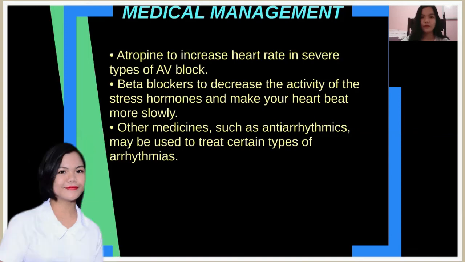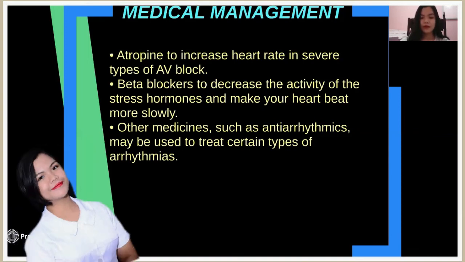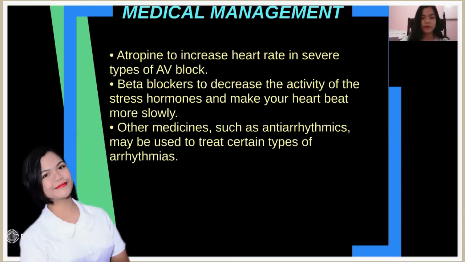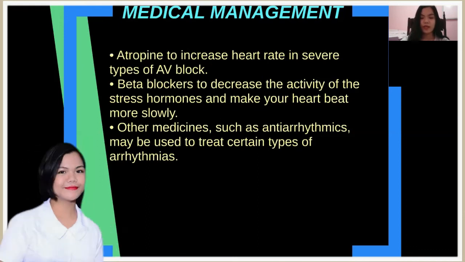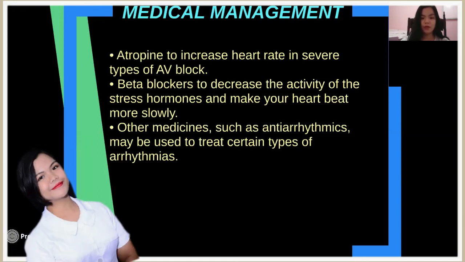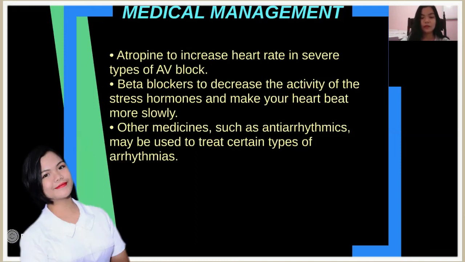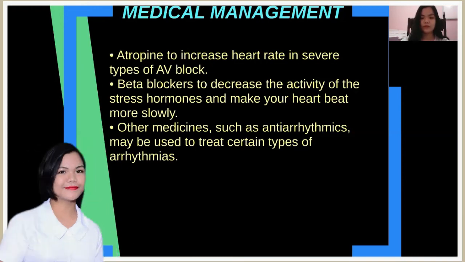Medical management. Atropine is prescribed to increase heart rate in severe types of AV block. Beta blockers are prescribed to decrease the activity of the stress hormones and make your heart beat more slowly. Examples of beta blockers include nadolol, propranolol, and metoprolol. Lastly, other medicines such as antiarrhythmics may be used to treat certain types of arrhythmias.